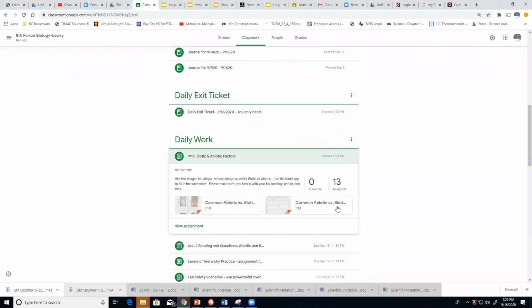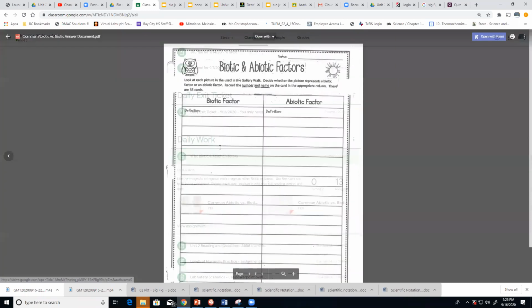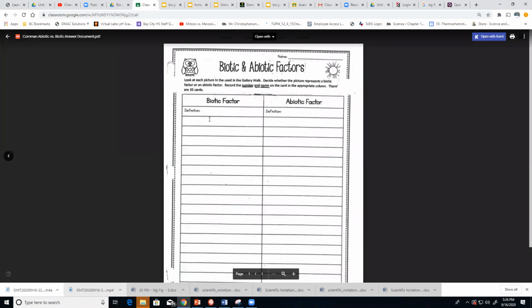We talked about those things yesterday and we defined them and then we read about them. So abiotic are all the non-living parts of the environment and biotic are the living parts of the environment. So you'll look at those pictures and then you'll use this to write which one they are. You'll have to use Cami to open it up and write on this.